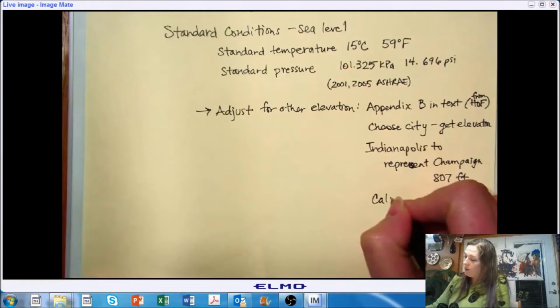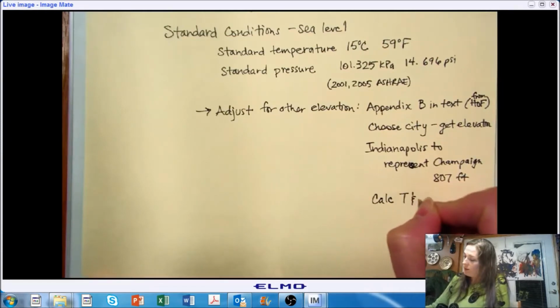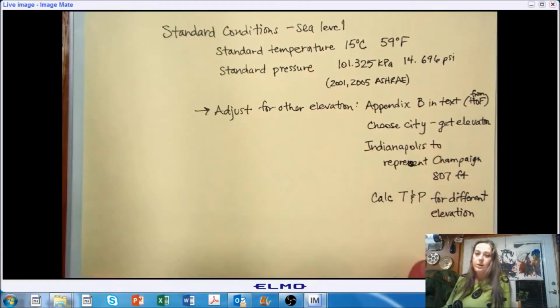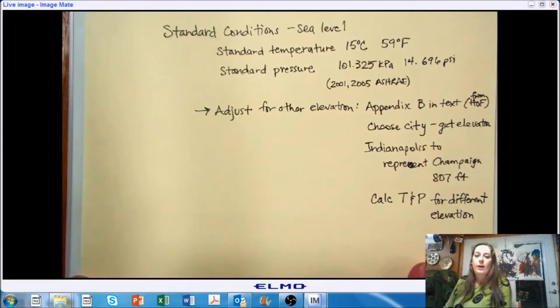And then from that, you'll use the method that we discussed before to calculate your temperature and pressure, or you can use an online calculator or other resource. So then you need to calculate or find the temperature and pressure for the different elevation for where you actually are.